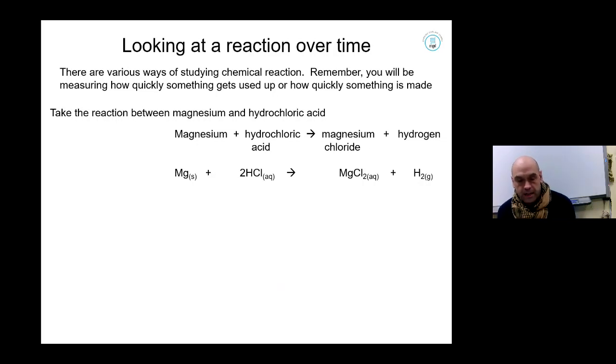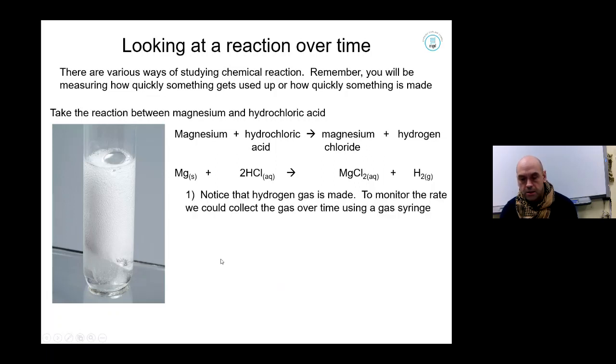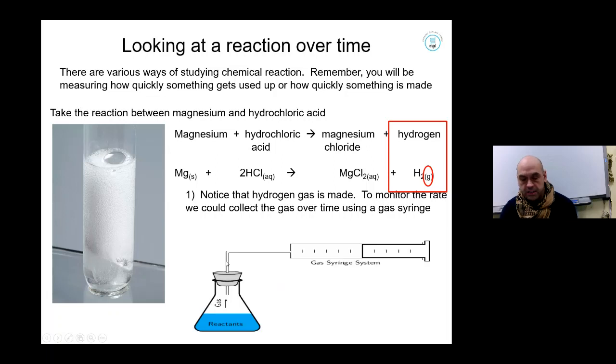Okay, so we've got a reaction here between magnesium and hydrochloric acid, and when you're looking at how to monitor a rate, you need to look at state symbols because they give you a big clue about how to monitor. If you look at this reaction, as you can see, we're producing a gas, which you can see with this fizzing or effervescence. And that allows us to actually monitor the rate of the reaction, and that's done by gas collection.